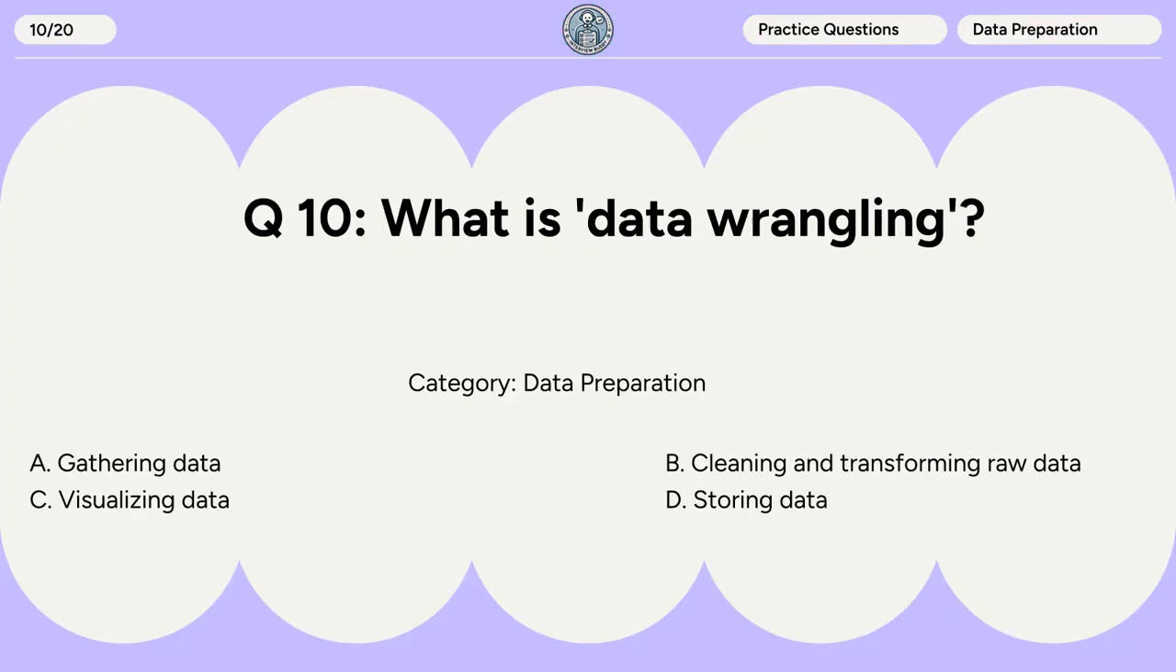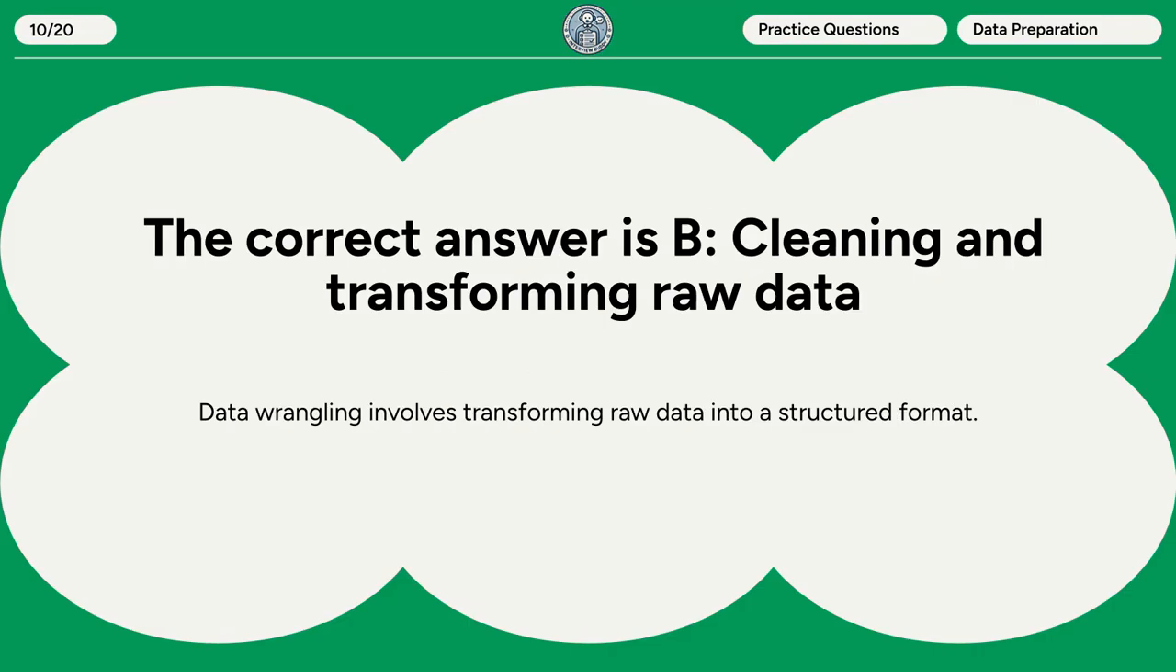Question 10. What is data wrangling? A. Gathering data. B. Cleaning and transforming raw data. C. Visualizing data. D. Storing data. The correct answer is B. Cleaning and transforming raw data. Data wrangling involves transforming raw data into a structured format.